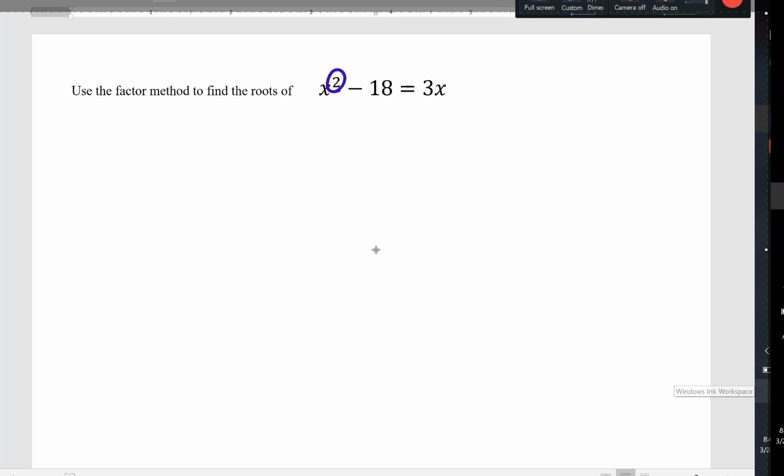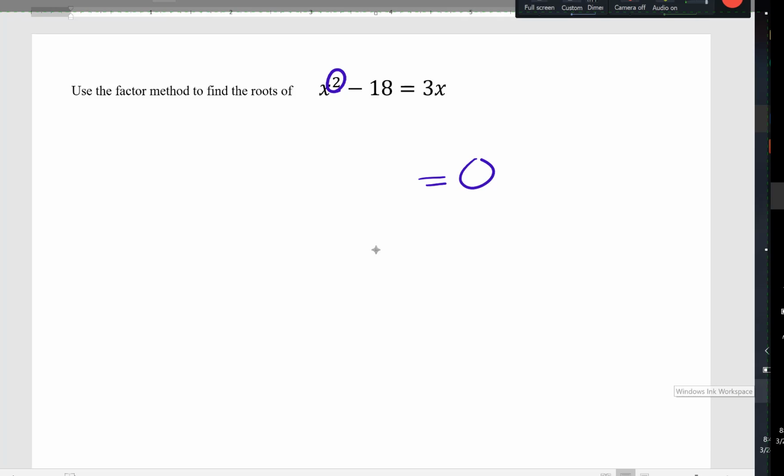The first thing you have to do is get all the terms on one side and have 0 on the other side, all right, because we're going to use the zero factor theorem to solve this equation. This is how you solve quadratic equations. You use the zero factor theorem, which tells you that if you multiply a group of factors together, and the product is 0, it means that one of those factors has to be 0, because there's no other way to get 0 by multiplying than multiplying by 0.